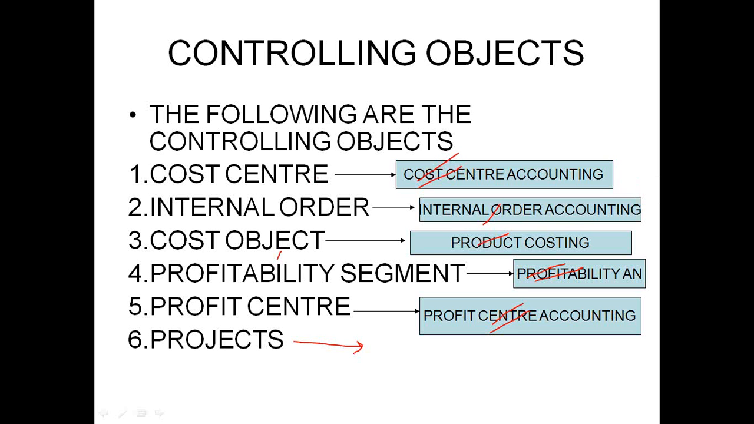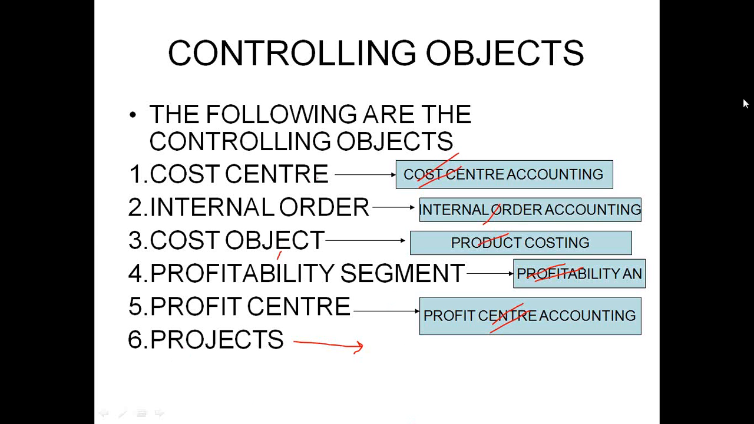See, the 5 modules are cost center accounting, internal order accounting, product costing, profitability analysis, and profit center accounting. For all these 5 modules, there is one base module, cost element accounting. Without cost element accounting, we cannot configure any other module in controlling. Through cost element accounting only, every controlling object gets the information of expenses and revenues.